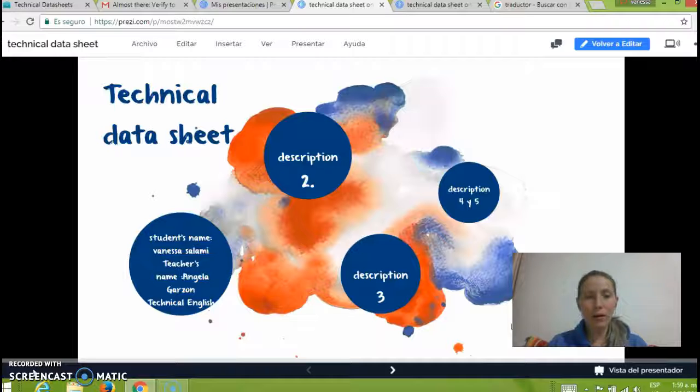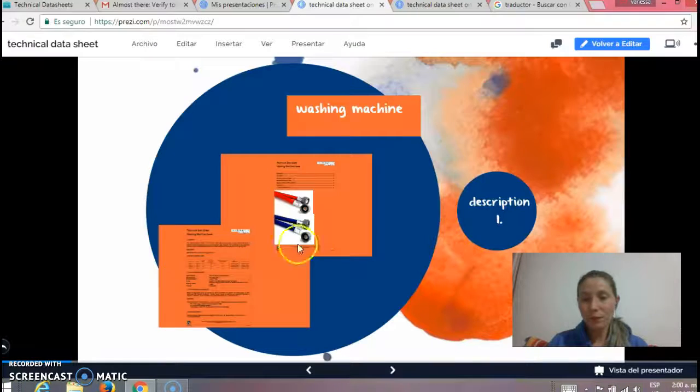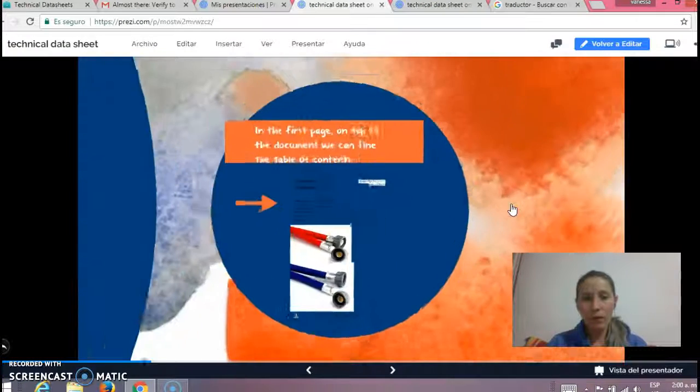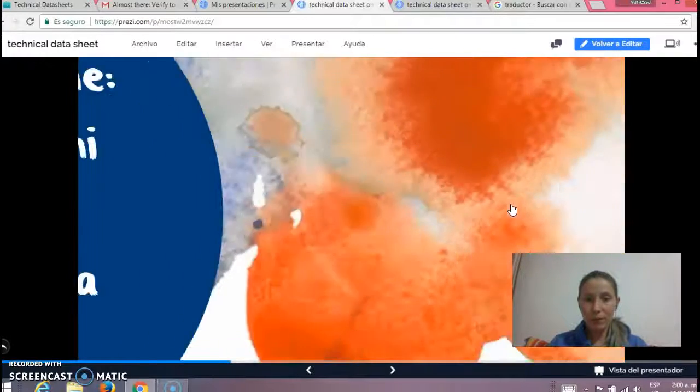I chose the washing machine. Well, on the first page, at the top of the document, we can find the table of contents.